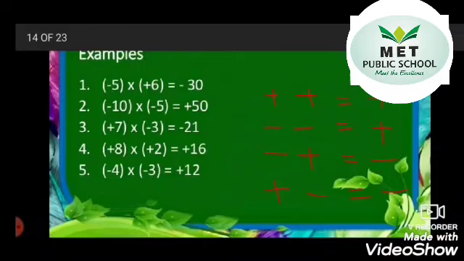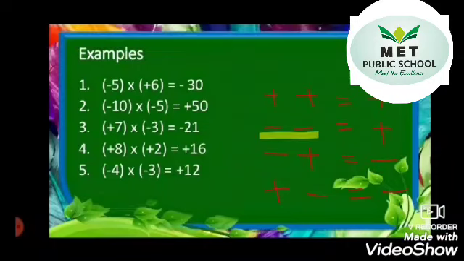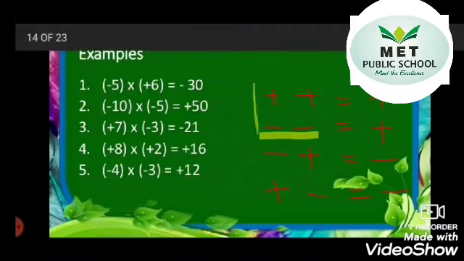If you have the same symbol in the question, then it is considered to be plus. Then your answer will be plus. If you have different symbols in the question, then your answer will be negative. So let us see the first problem. 5 6s are 30. But see the symbols there, you have minus 5 plus 6. You have different symbols in the question, so your answer will be minus 30.